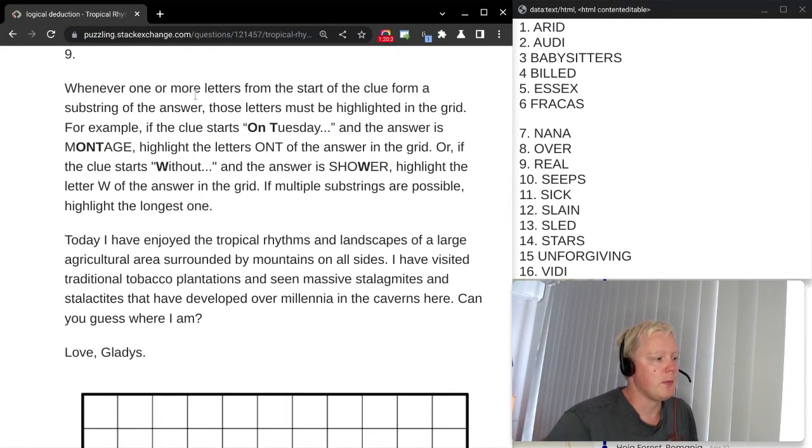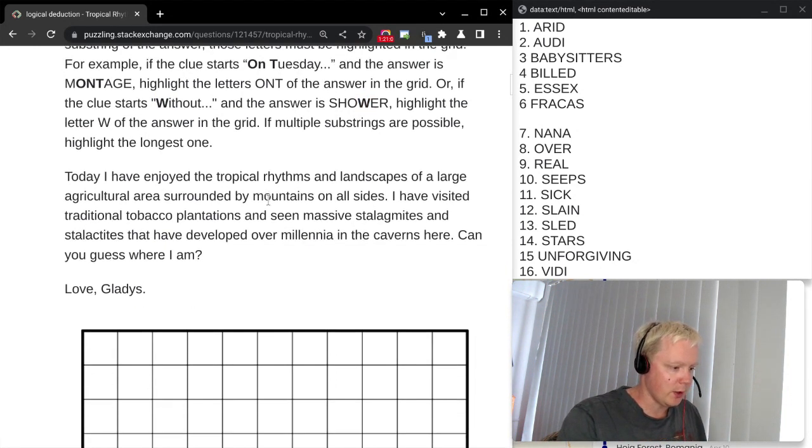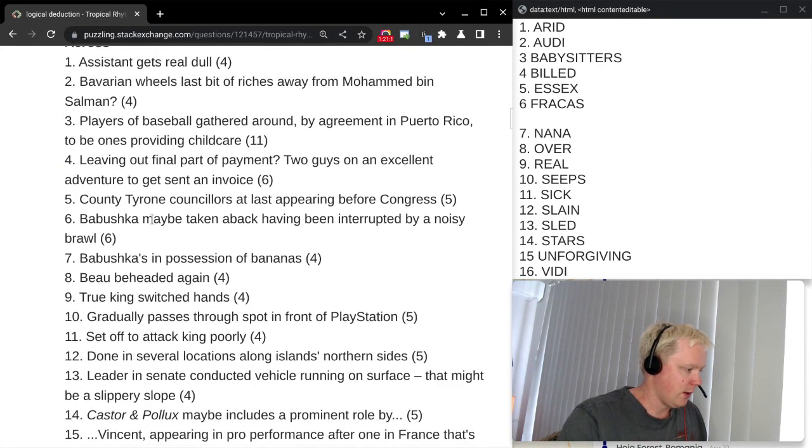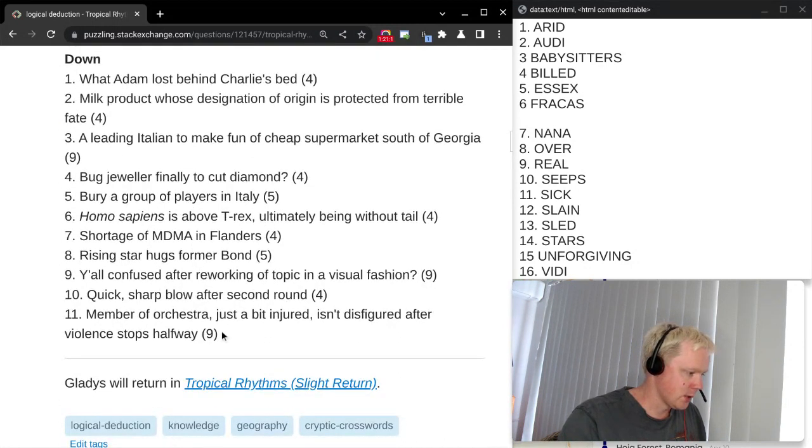So whenever one or more letters from the start of the clue form a substring of the answer, those letters must be highlighted in the grid. For example, if the clue starts on and so forth. So here we have on Tuesday, and these O and T appear in the word, so we must highlight them in the grid. And here this W appears somewhere in the answer, and we must highlight that. And if multiple exist, we must highlight the longest one. So we need the clues again. Maybe I made a mistake by erasing those. Maybe we should have just kept them in, but I think we can work with this.